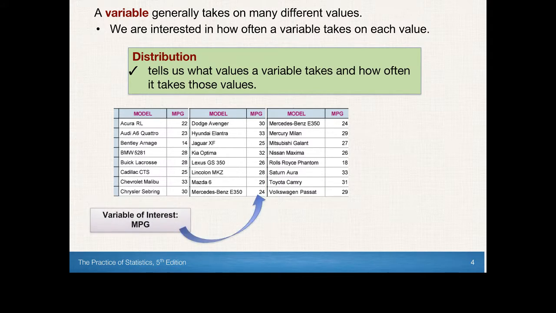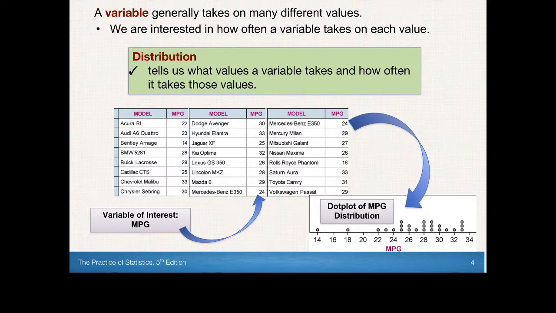Sometimes we look at the variable of interest, so here we're looking at the miles per gallon. We can take that data and analyze it by first looking at a graph. This type of graph is called a dot plot. You're going to learn how to make that very shortly. It's a very simplistic way of displaying the data, and this is how we'll start our data analysis.